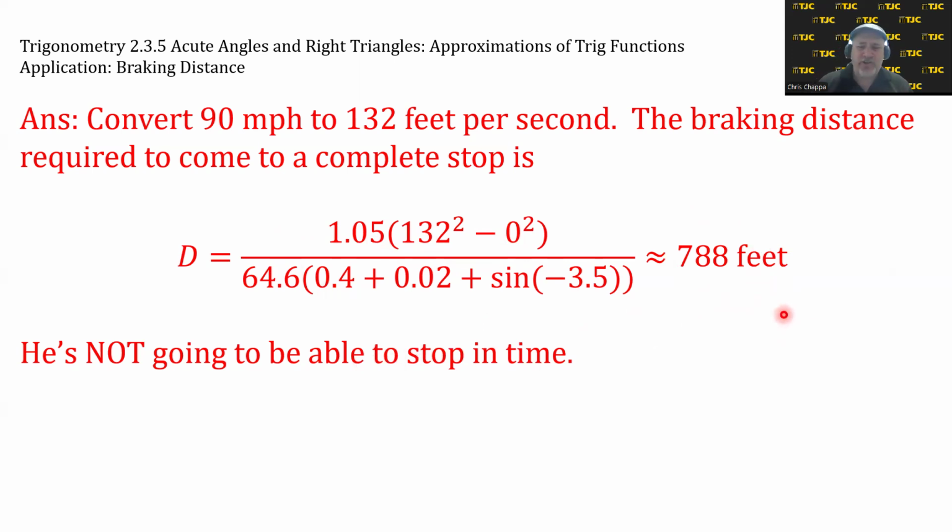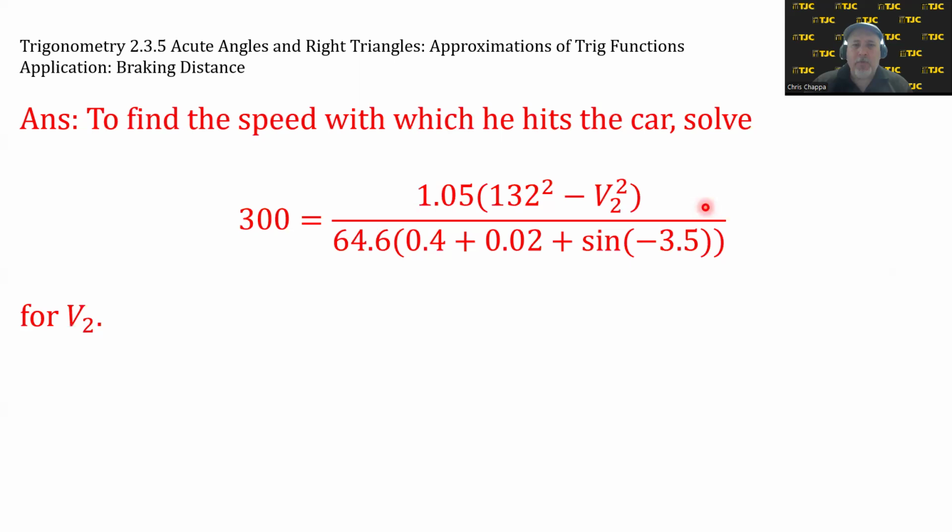As far as the bonus question, how fast is he going? If he brakes when he's 300 feet away and then he hits the car, well, we have to substitute 300 for the braking distance, and because it's a change of velocity, we don't know the second velocity. This becomes a big algebra mess, but like I did in the last video, I would recommend solving for V2 first and then using the calculator.